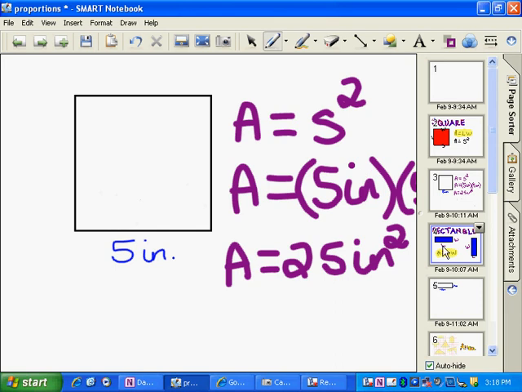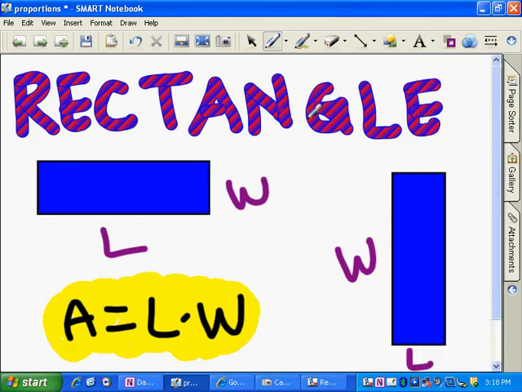The next shape is a rectangle. The formula for the area of a rectangle is length times width. Now it doesn't really matter. I may say this is the length and this is the width, but then when you turn this object over, you could say that this is the width and this is the length. So it doesn't really matter which one's the length and which one's the width, as long as you're consistent when you're solving the problem.